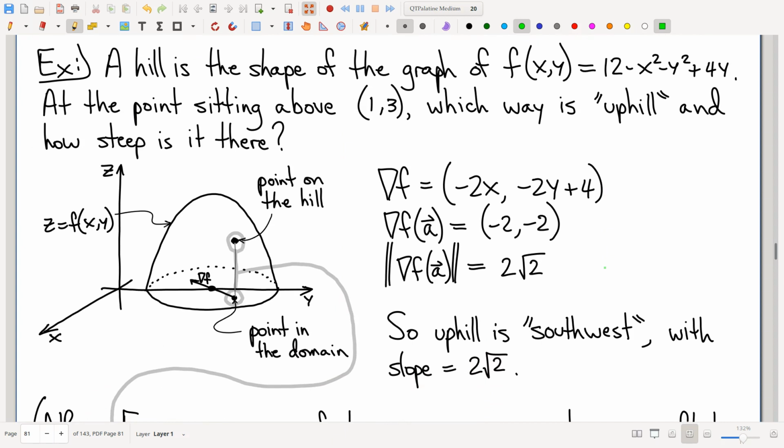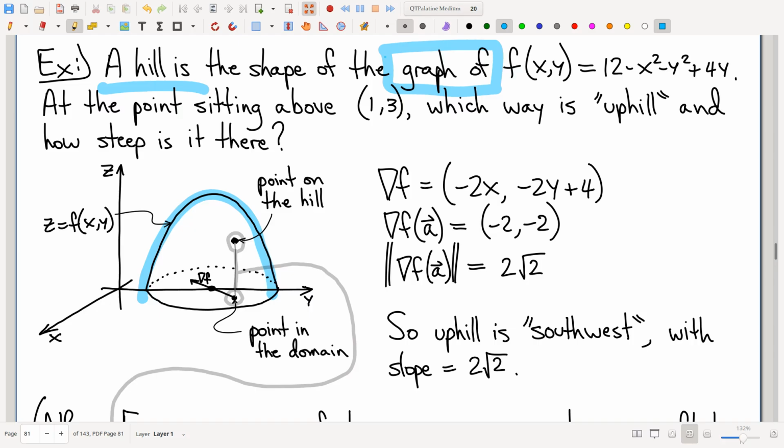Here's an example. So we've got a hill, and it's the graph of a certain function. And again, very important, we're looking at a graph here. Calculus is different in every different kind of context where you draw different pictures. Here we're specifically looking at graphs, just to emphasize.